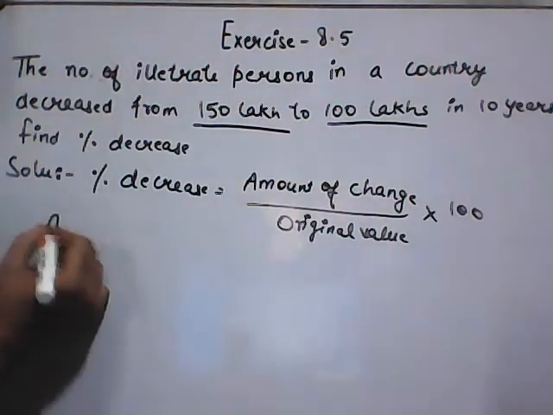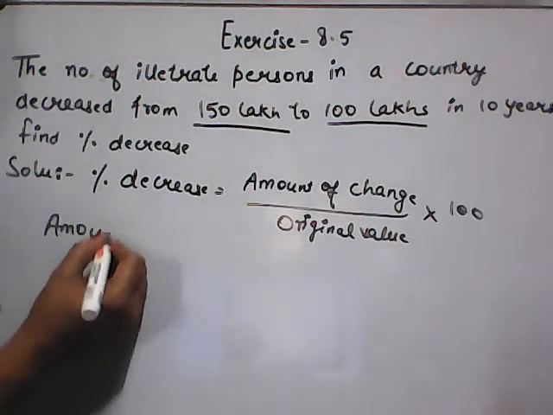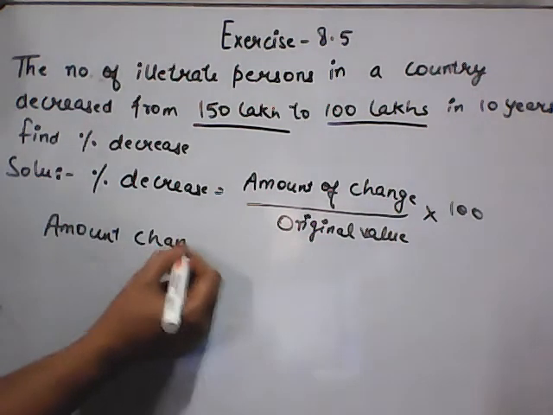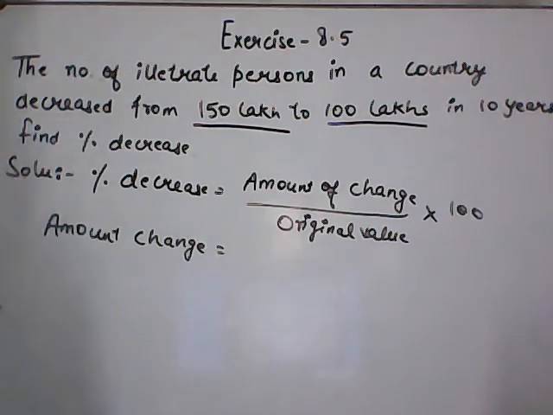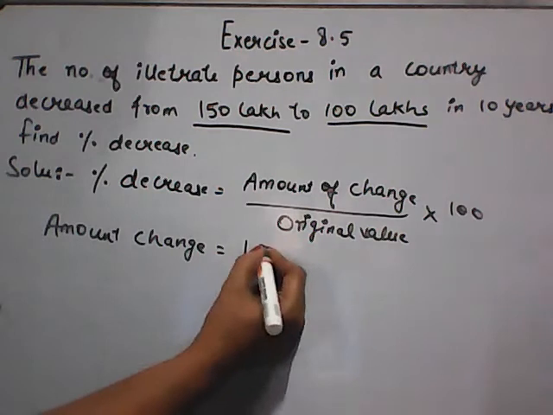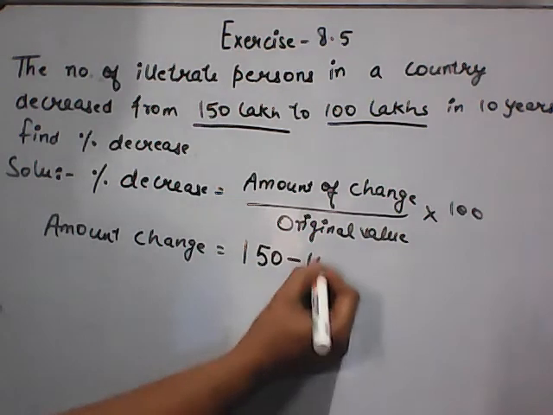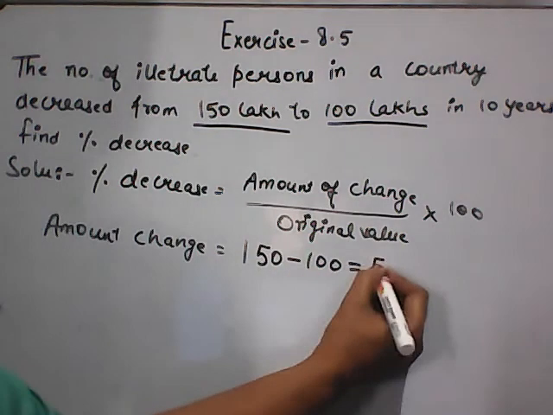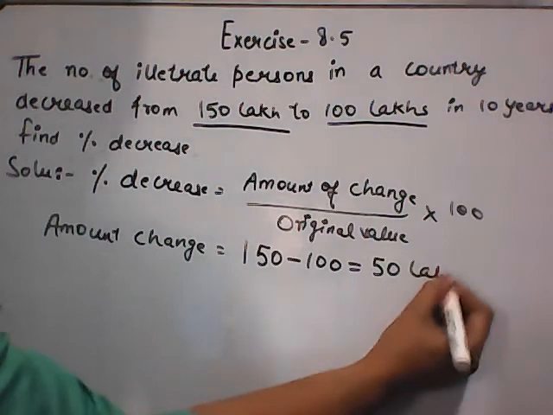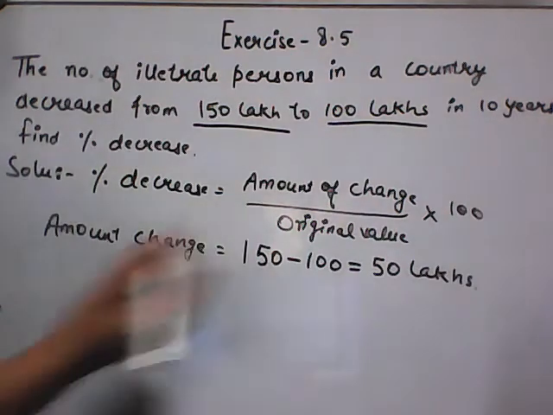Amount of change means the change between the old and the new value. 10 years ago, there was a population of 150 lakh. After 10 years, it decreased from 150 to 100 lakhs. So, the difference between the old and the new value, 150 minus 100, is equal to 50 lakhs. So, the amount of change is 50 lakh.